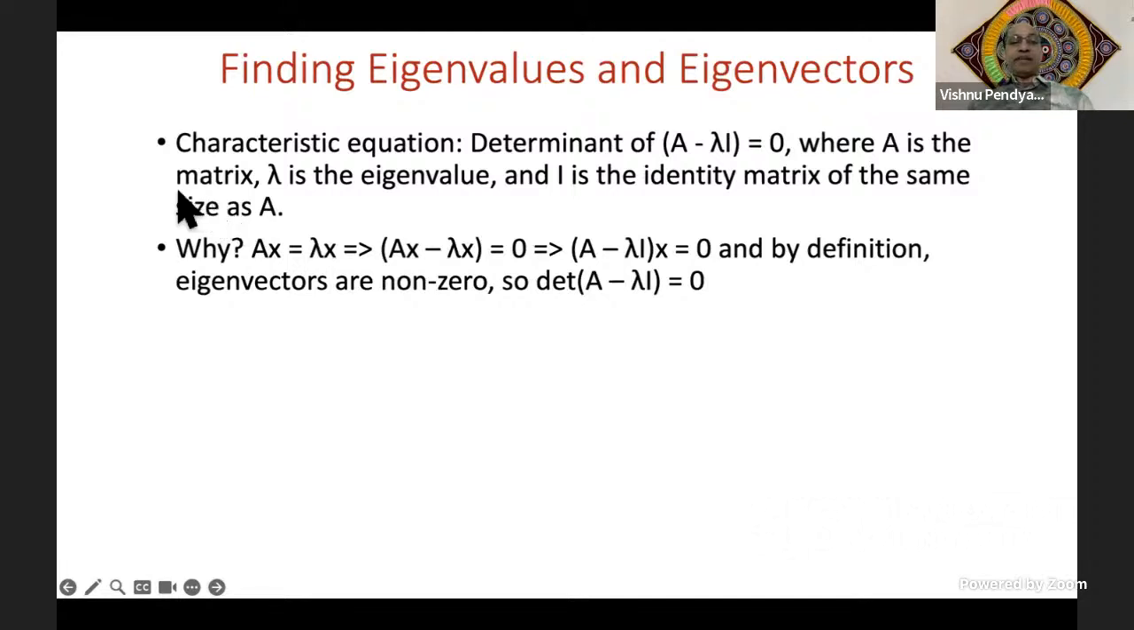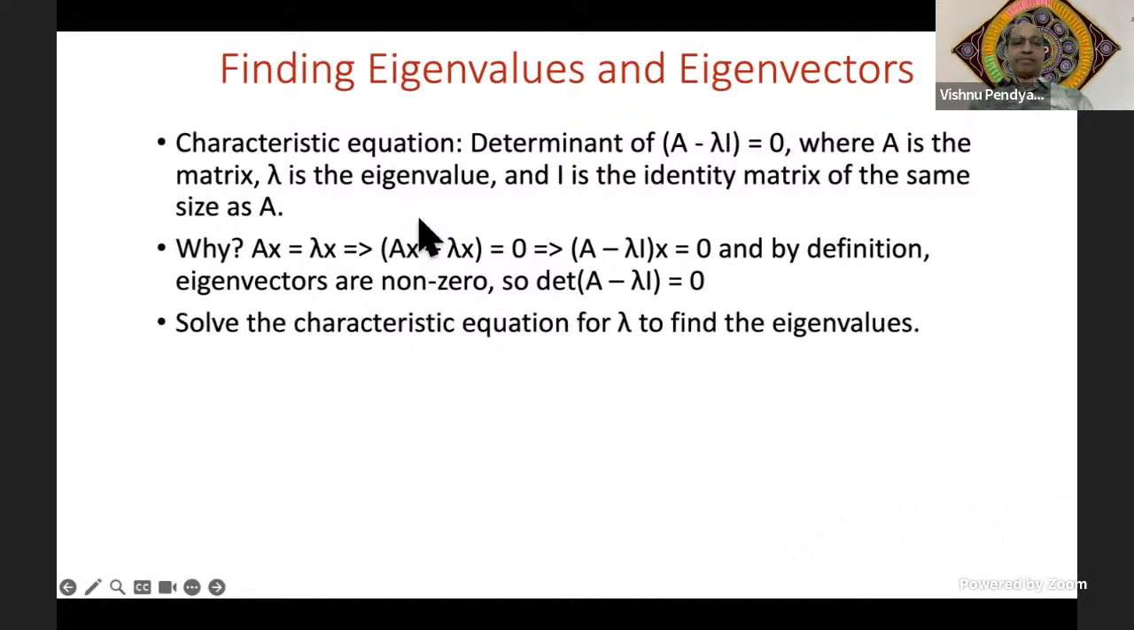The reason is because, remember, the definition of eigenvector and eigenvalue is A times X is equal to lambda times X, where X is the eigenvector and lambda is the eigenvalue. So when you take the right-hand side to the left-hand side, you get AX minus lambda X is equal to 0, which means (A minus lambda I) times X is equal to 0. And by definition, eigenvectors are non-zero. Therefore, because X is not 0, the other multiplicand must be 0. So the determinant of A minus lambda I must be 0. So that is the idea of the characteristic equation.